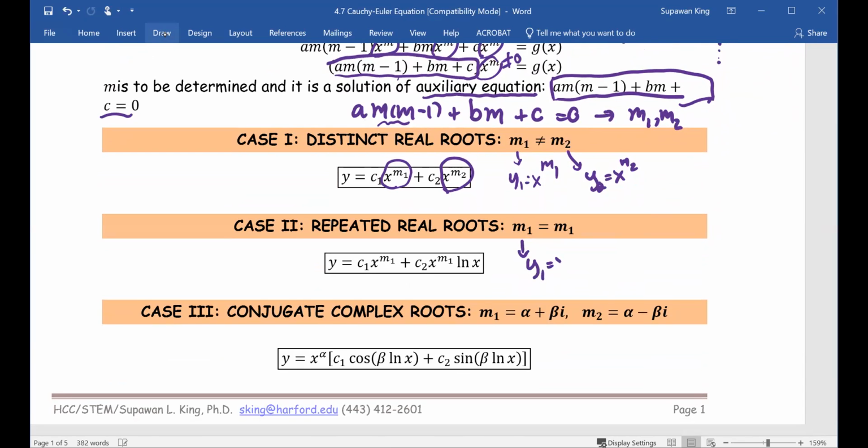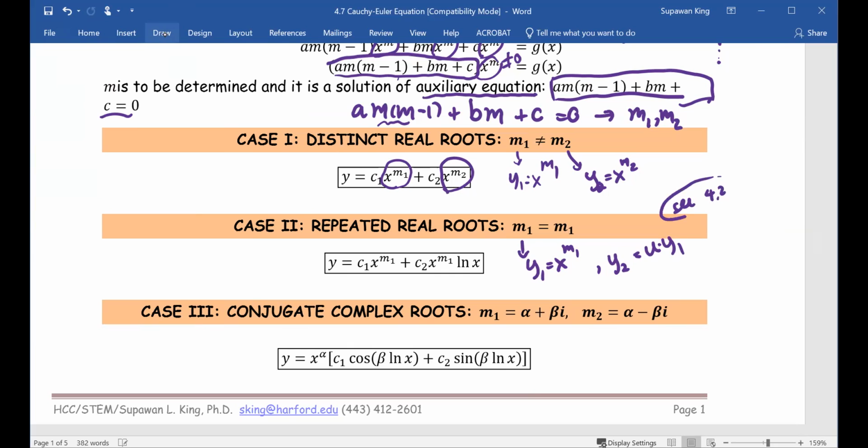For repeated real roots, m1 equals m2. Yes, y1 is x to the power m1, but y2 cannot be the same as y1, because we have to make them linearly independent of each other. From 4.2, y2 can be found using the reduction of order formula, u times the y1 solution, where u is a function.